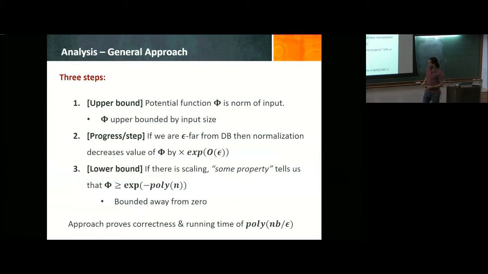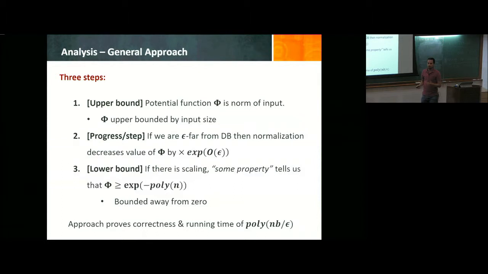You can see that this approach proves correctness and a running time polynomial in n, the bit complexity of your input, and 1 over epsilon. Suppose that my norm starts at 1. At every step, if I'm really far from doubly balanced, my norm decreases by some constant, let's say by a half. And I know that my norm cannot be less than 1 over 2 to the n. So after n steps, I must stop. Is that clear how this plan works?